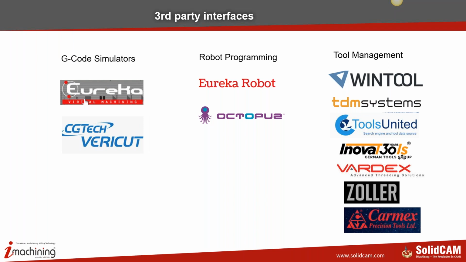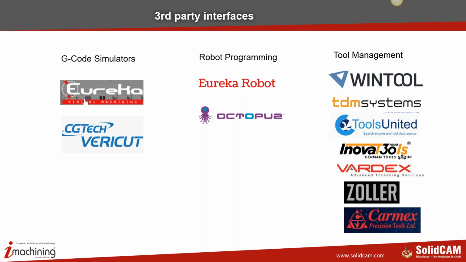We also do robot programming through Eureka Robot and Octopus, so we have got all these direct connections to the robot programming interfaces. And we also have direct interfaces of all the top tool management companies worldwide, like WinTool, TDM Systems, Innova, Wardex, that's especially for thread milling, Zoller, and Carmex. All these interfaces are directly built in.